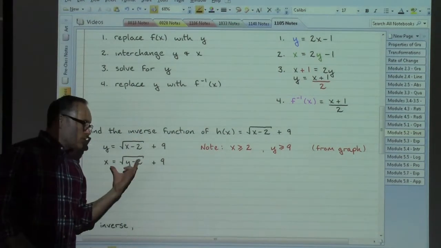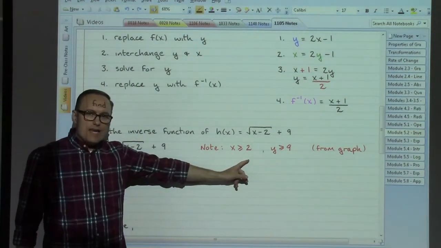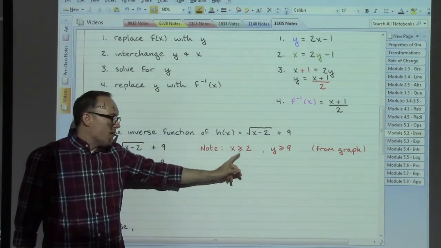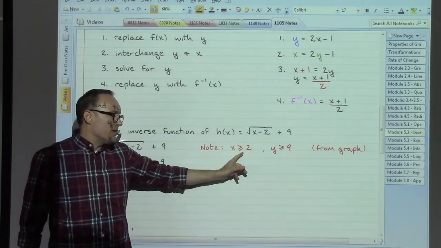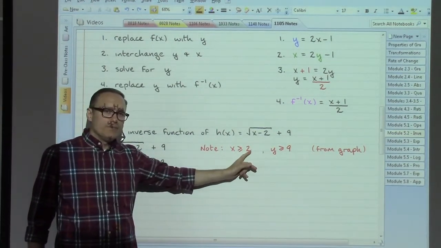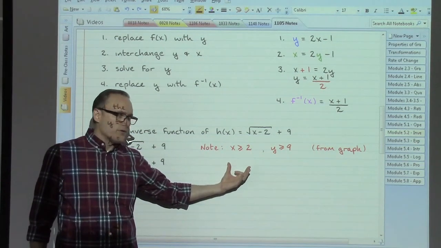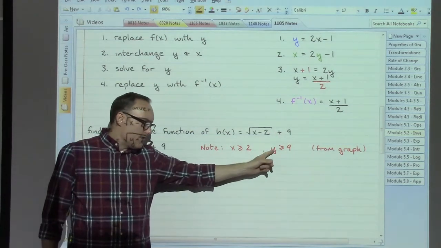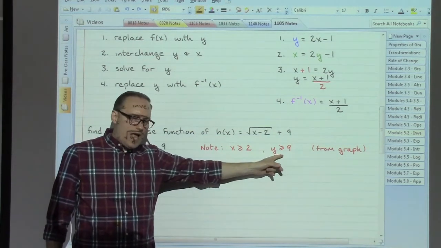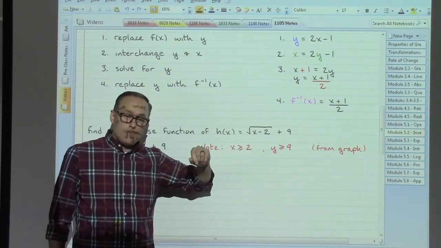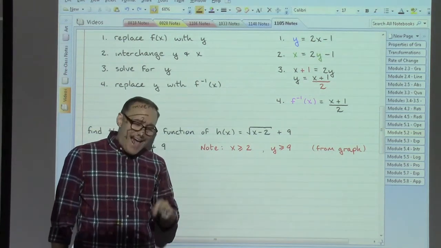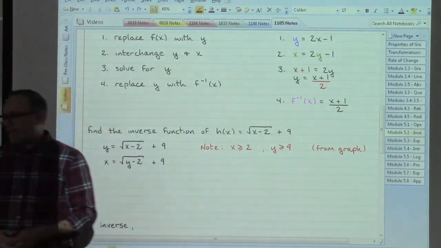As soon as we've switched out the x and the y's, this side note that we've made is going to change as well. Instead of x greater than or equal to 2, that's now going to say y is greater than or equal to 2. Instead of y greater than or equal to 9, that part of the note is now x is greater than or equal to 9.